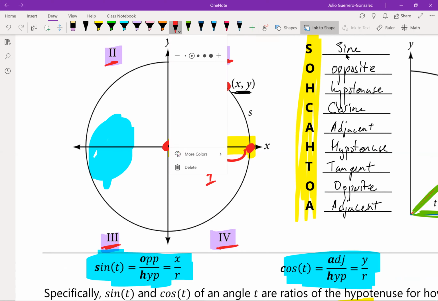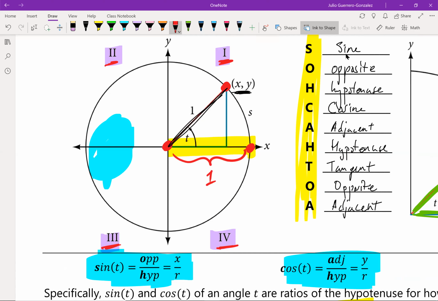So don't you love it when you choose a color and it says, no, you want this one. There we go.